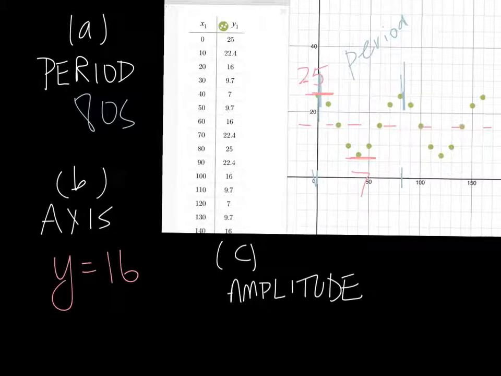Our amplitude is the distance from the axis to the maximum or from the axis to the minimum. That's our amplitude. And in this case, our amplitude, or A, equals 9. In terms of Colin's Ferris wheel, the period represents the time it takes to do one complete revolution in the seat. The equation of the axis is the midway point between the top of the Ferris wheel and the bottom of the Ferris wheel. And the amplitude would represent the radius of the Ferris wheel.